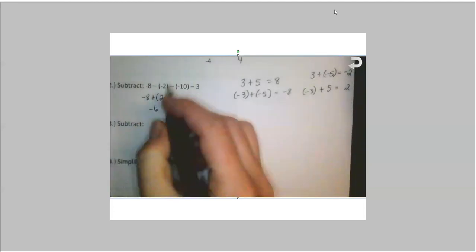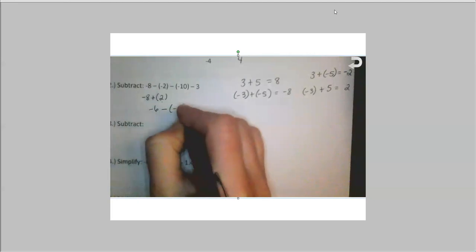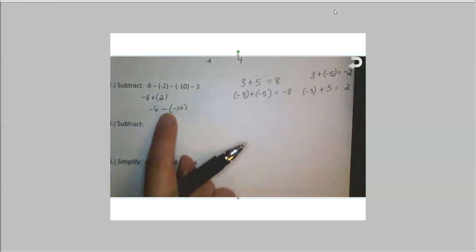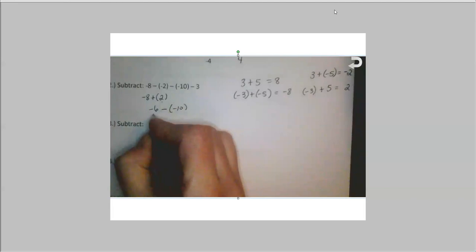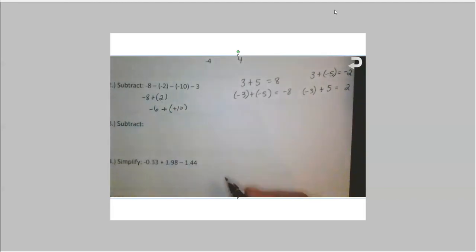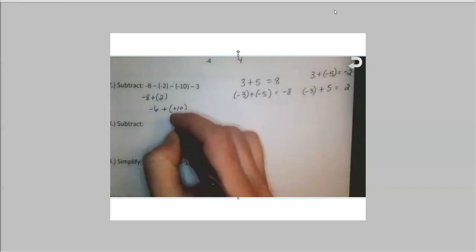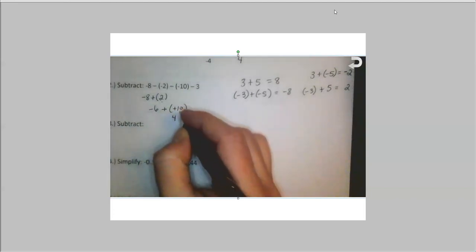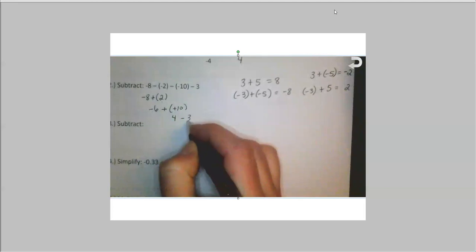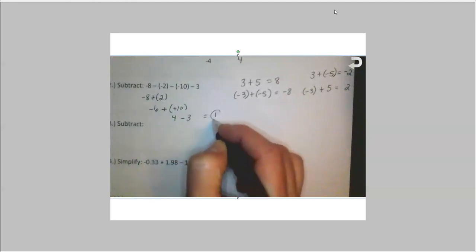I'm just going to bring down the rest of that problem. Okay, work in the next step. Here's subtraction again. So we're going to leave, change, opposite. We'll add a positive 10. Signs are different. So we subtract and take the sign of the higher number. And then finally we have that minus 3. 4 minus 3 is going to be 1.